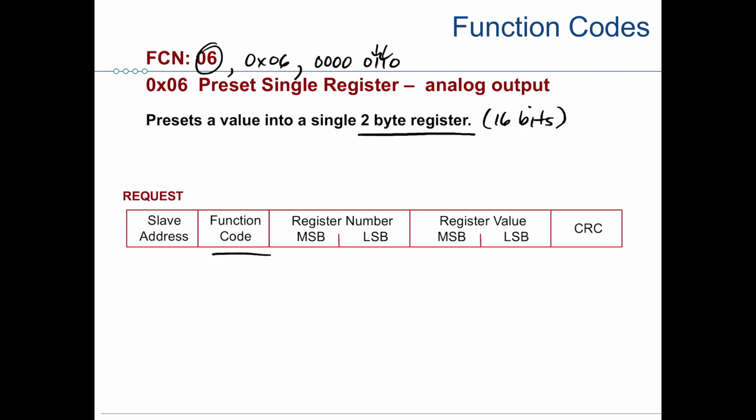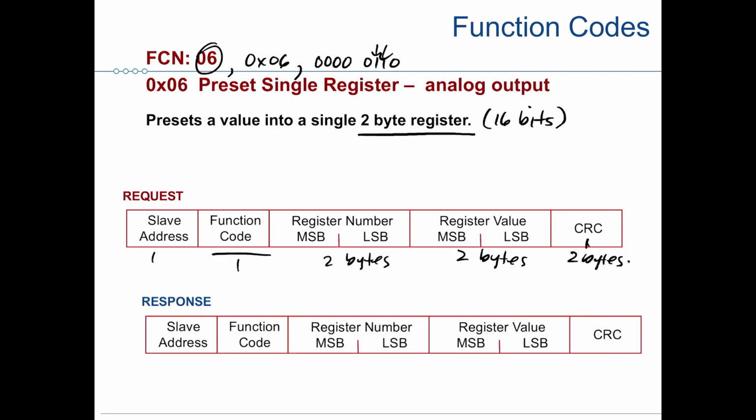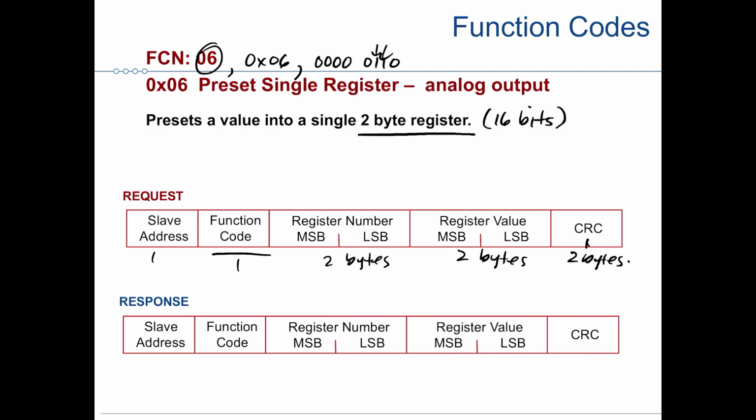So what do you see? 1 byte, 1 byte, 2 bytes, 2 bytes, 2 bytes. And once again, for this 06, which is a write function for an analog output, notice how the response is an echoed back value with all the same values coming back.